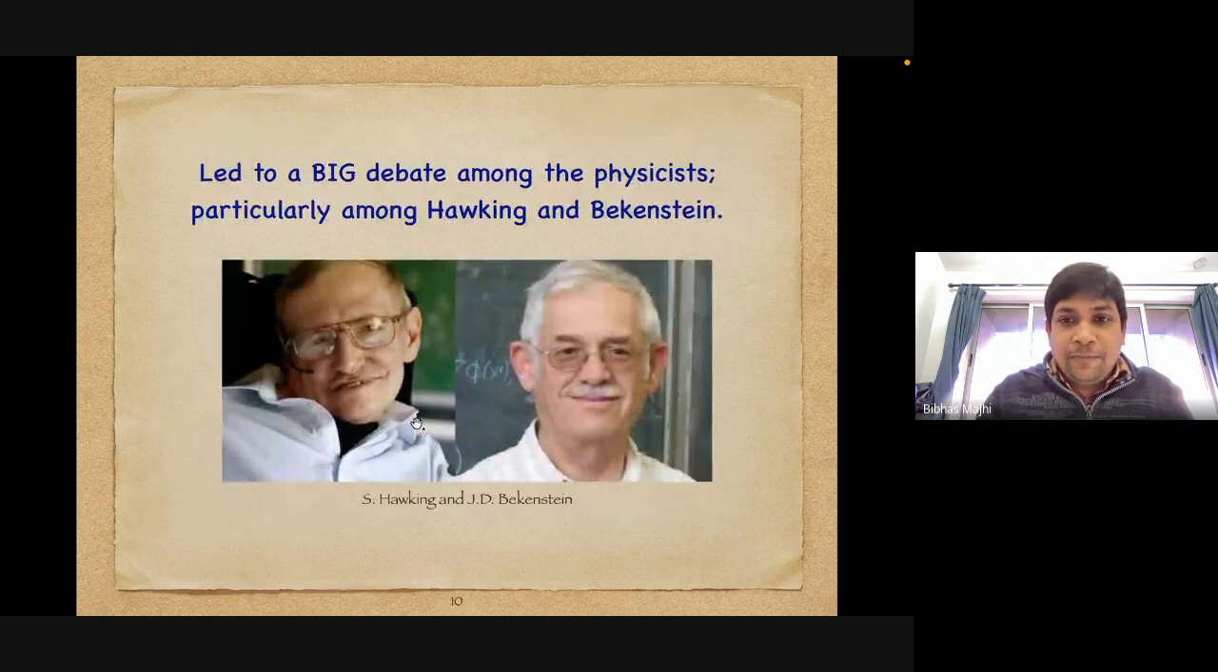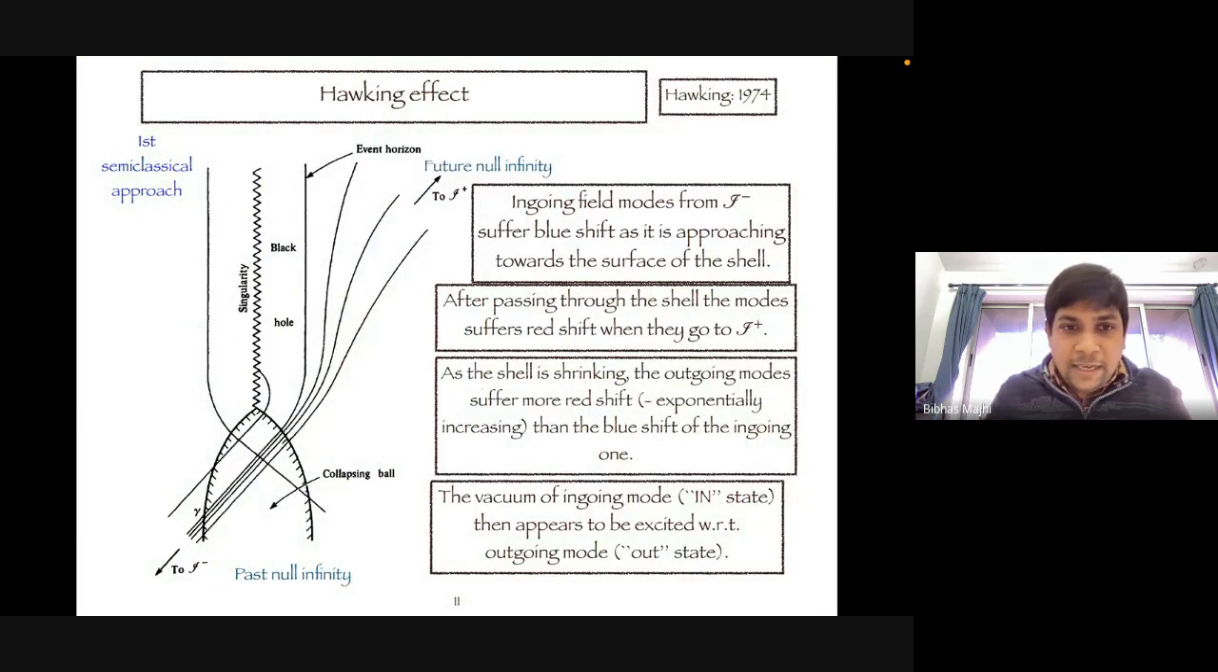And then the person who actually came into this problem is Stephen Hawking. He said that, yes, a black hole can radiate, but its radiation is purely quantum mechanical. Classically, it is not possible. So this is the first semi-classical approach which Hawking took. It is semi-classical in the sense that the space-time is not quantized, but whatever external quantum fields are there, they are quantized. We are not quantizing the background; we are quantizing the external matter.